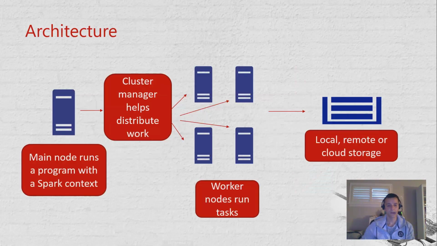Now let's talk about the architecture of Spark. We have a main node that runs a program with a Spark context, and through this program we communicate with a cluster manager that helps us distribute the work. So we have a bunch of different worker nodes. This main node is also known as a driver node sometimes. These worker nodes, sometimes they're also known as executors.